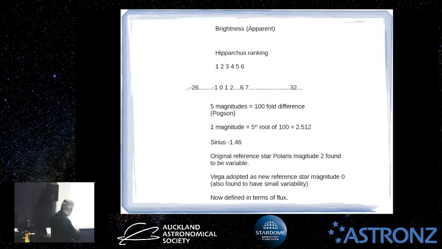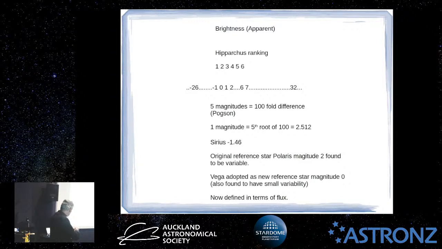So a difference of 1 magnitude is the 5th root of 100, if you know your mathematics, roughly 2.5. So 1 magnitude is roughly 2.5 times brighter. So a second magnitude star is 2.5 times fainter than a first magnitude star under this system.